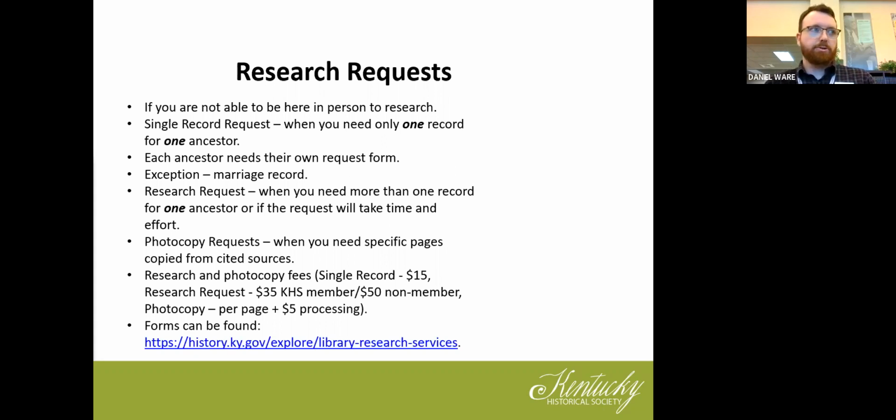I do want to stress that these forms are supposed to be for one particular ancestor. So if you needed a birth record for your great grandmother and a birth certificate for your great grandfather, you would technically have to do a single record request for each person. However, an exception would be a marriage record, because obviously that takes two people. So if you're looking for your great grandmother and great grandfather's marriage record, that could just be one request.